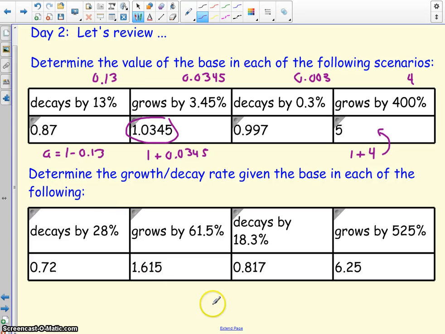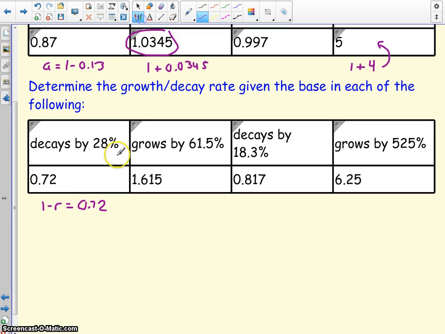Now, going backwards, if we're given the decimal, 0.72 is going to be our A value. It is less than 1, so it's going to be a decay. So 1 minus our decay rate is going to be 0.72, and you would need to solve for R. Okay, so the algebra is not too bad here. Subtract 0.72 from each side, add R to move R over to the right side, so you get 1 minus 0.72 equals R, so R is 0.28.